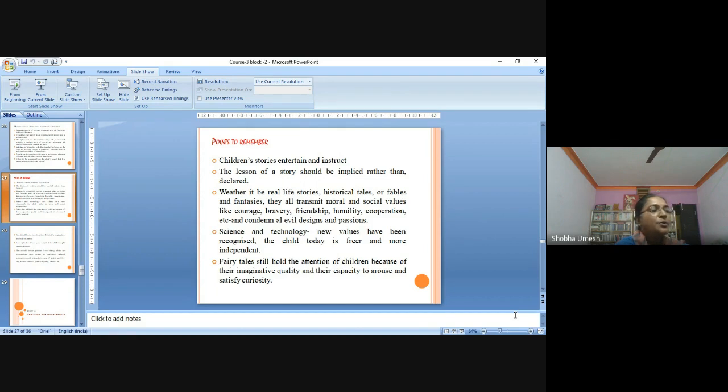And one of the things we have to remember is how we are going to transmit the values to the child. Children's stories entertain and instruct. See, a story always entertains and instructs. There would be a kind of instruction given in each and every story. It should entertain the child, and there should also be a message which reaches the child.